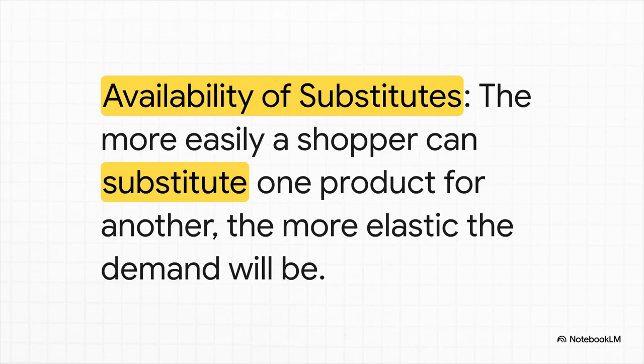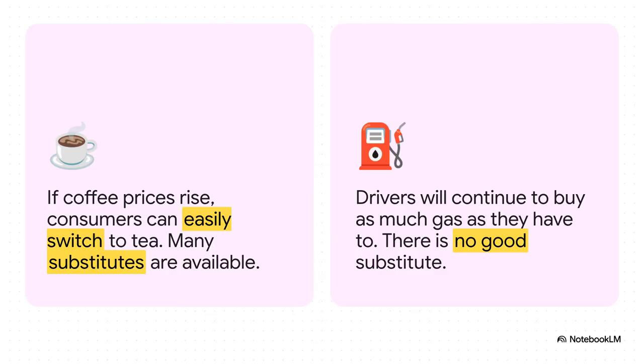Basically, can you easily buy something else that does the same exact job? Think about coffee for a second. If the price of your favorite kind goes way up, what do you do? Well, you can switch to another brand, you could switch to a store brand, you could even just switch to tea. There are tons of substitutes, and that makes the demand for coffee really elastic. But what about gasoline? For most of us, there just aren't any good substitutes. We need it for our cars. So demand is super inelastic.